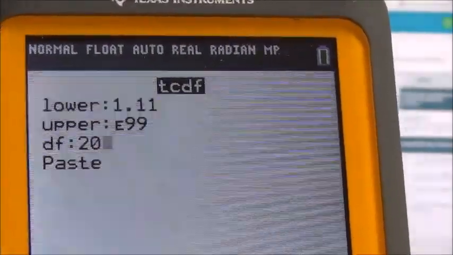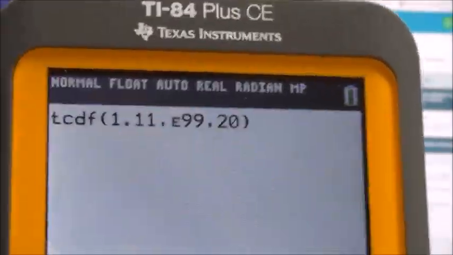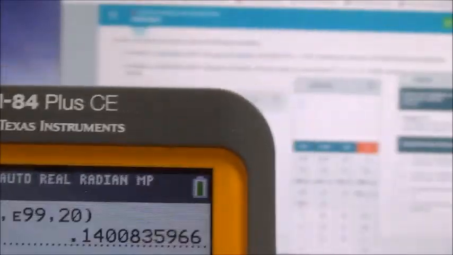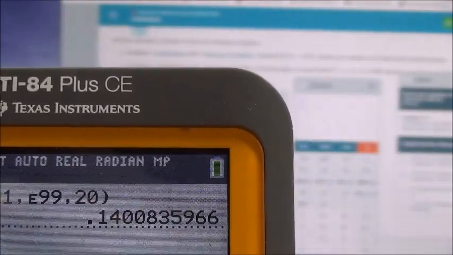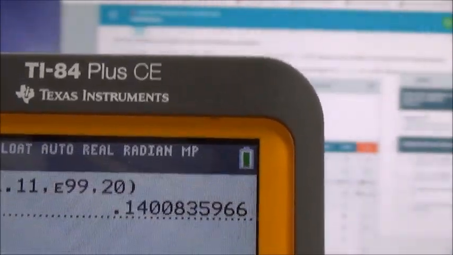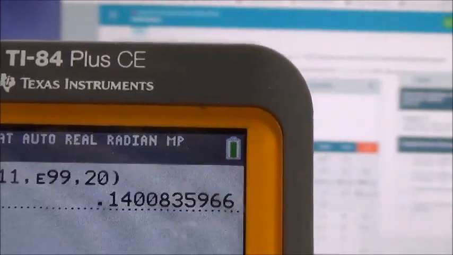And once we have our information in, we'll paste it into the TCDF, which we have there. When we enter then, we are going to round off to 3 decimal places. So we're going to use 0.140.